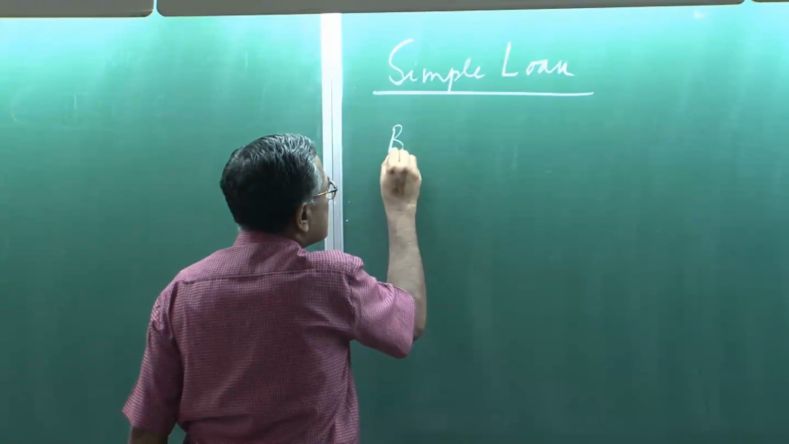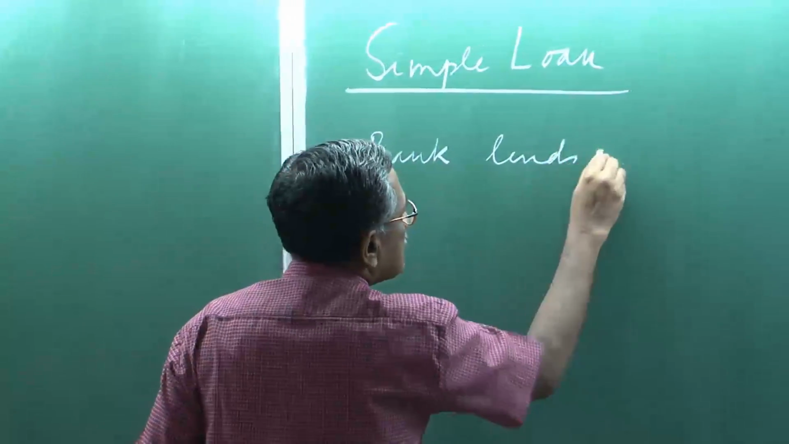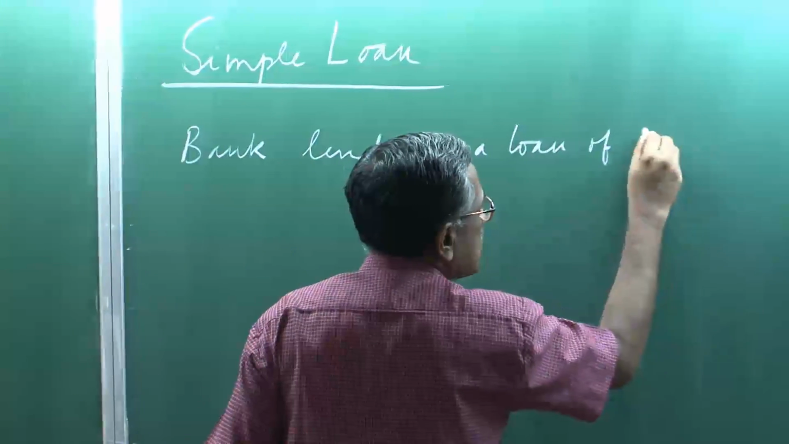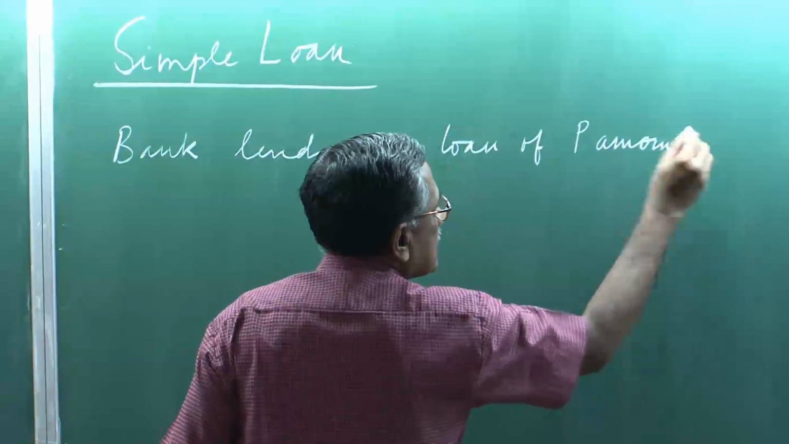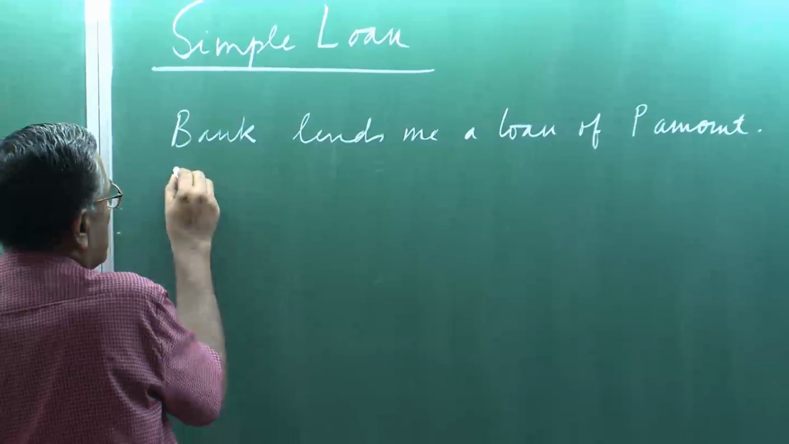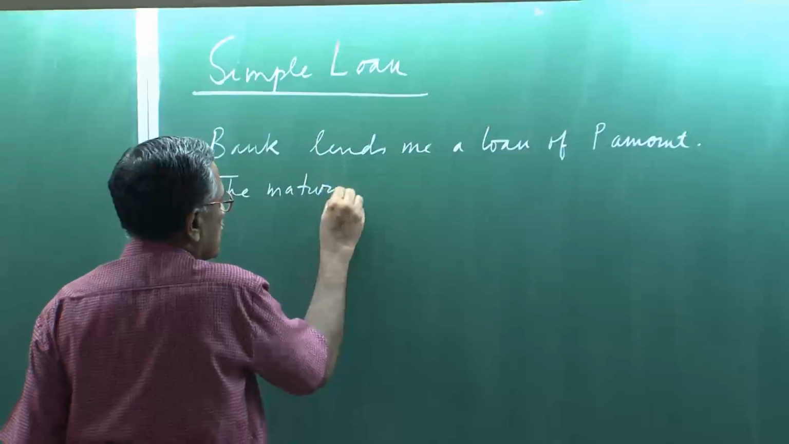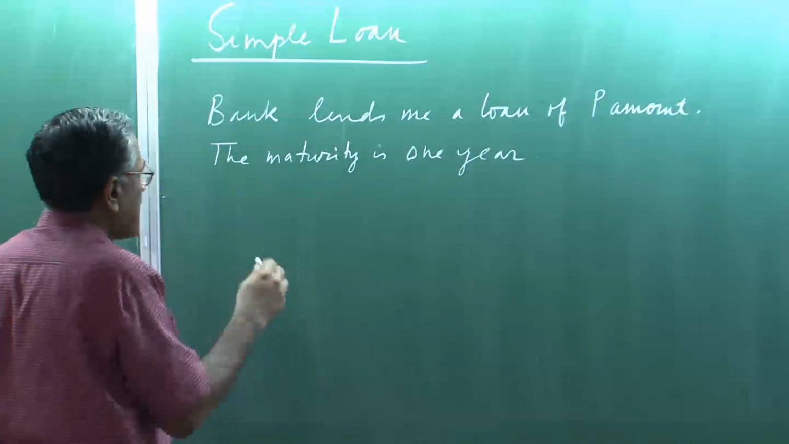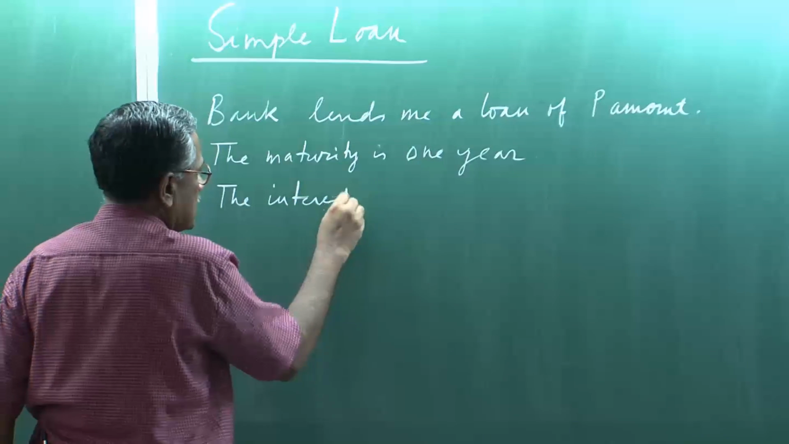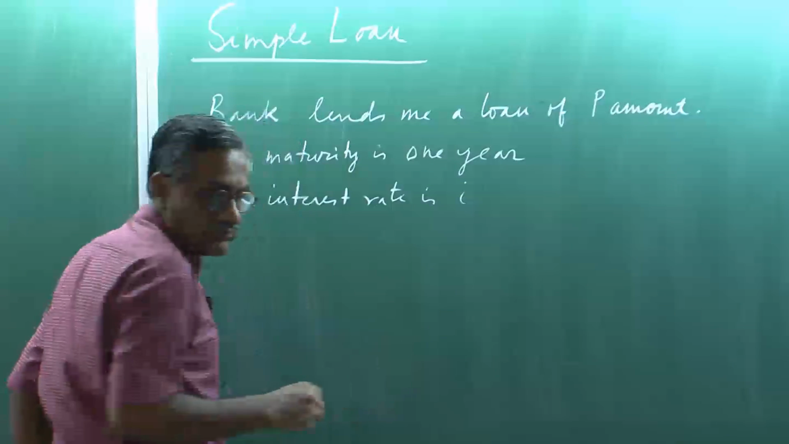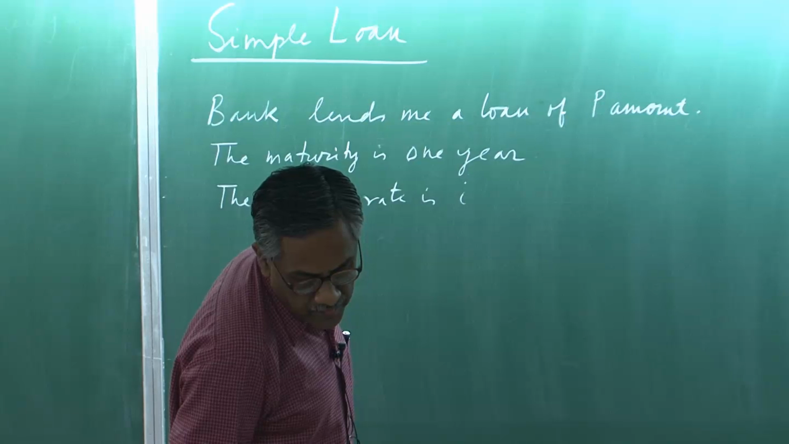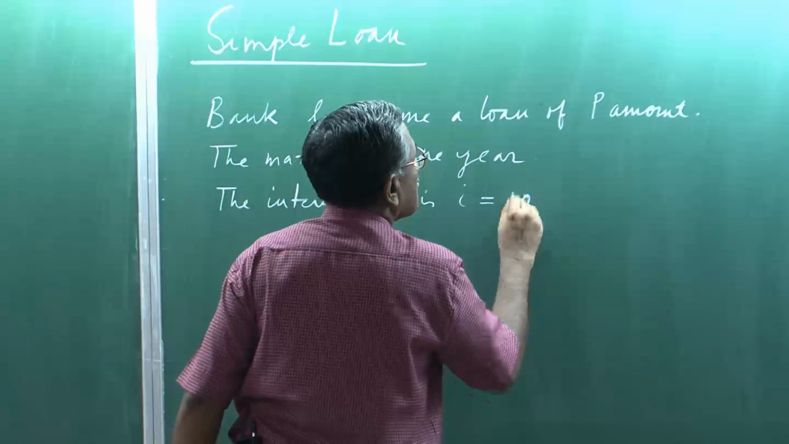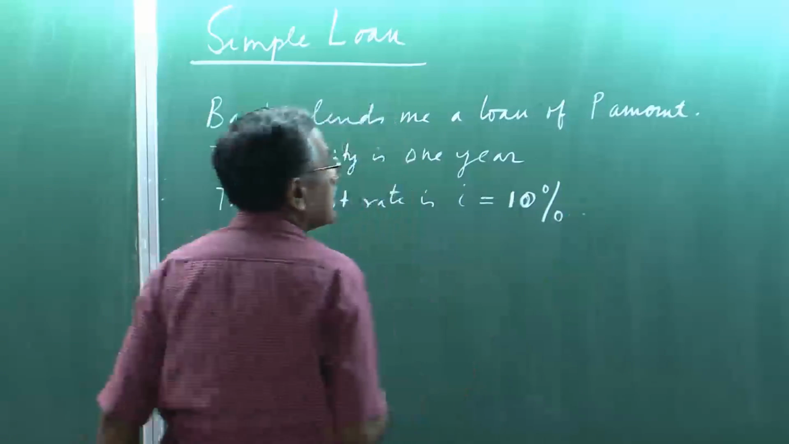Okay. Suppose a bank lends me a loan of some amount, say P amount. Okay. The maturity of the loan is 1 year. That means I have to return the loan after 1 year, and the interest rate is some I, which is, say, something like 10%. I, that is 10%.